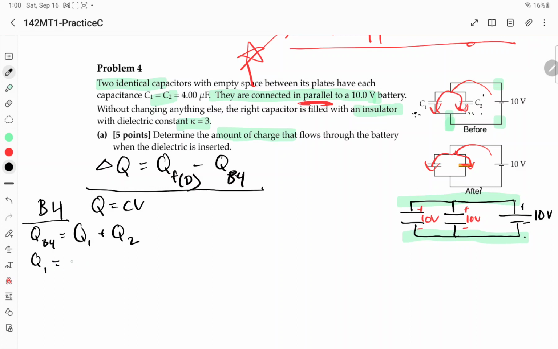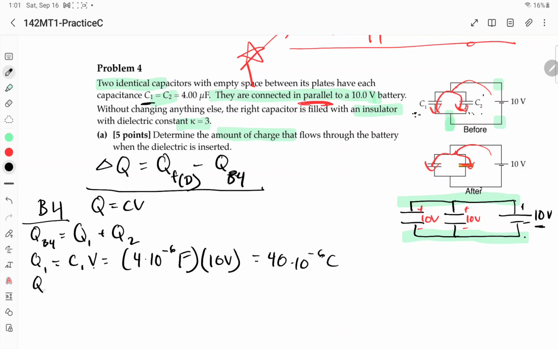So Q from 1 is equal to the capacitance of specifically the first one and the voltage. And they give us that here. So C is equal to 4 times 10 to the negative 6 farads times voltage. And this is where the parallel comes in handy, because we know what the voltage is. It has to be equal to the battery because they're in parallel. So this is equal to 10 volts. What is this in the end? Well, it's 40 times 10 to the negative 6 coulombs.